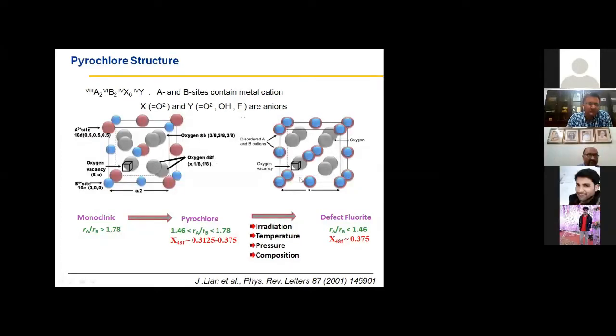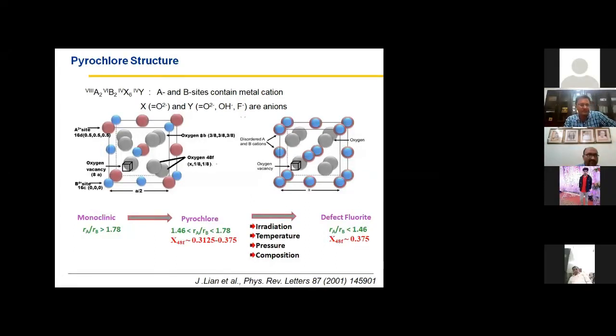So in that case, A and B can easily swap their positions, and as a result, that structure will be formed. That structure is known as a defect fluorite structure. But if there is a large difference between the A and B cations, they cannot change their positions, and as a result, the structure that is formed is known as a superstructure or pyrochlore structure.